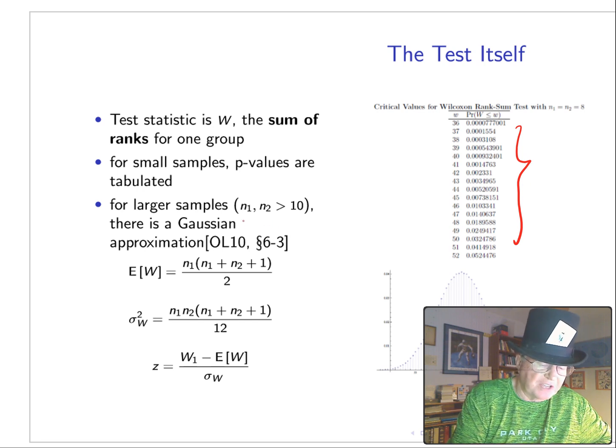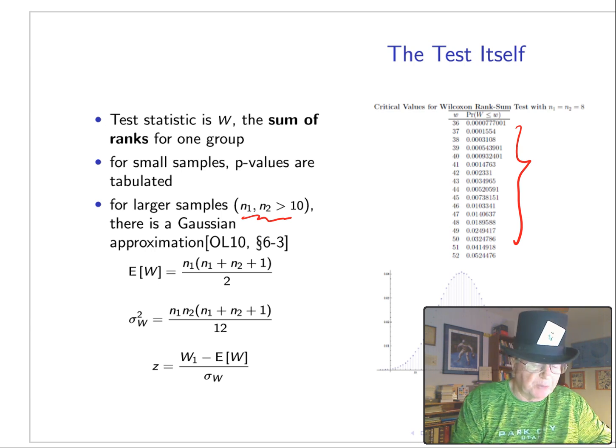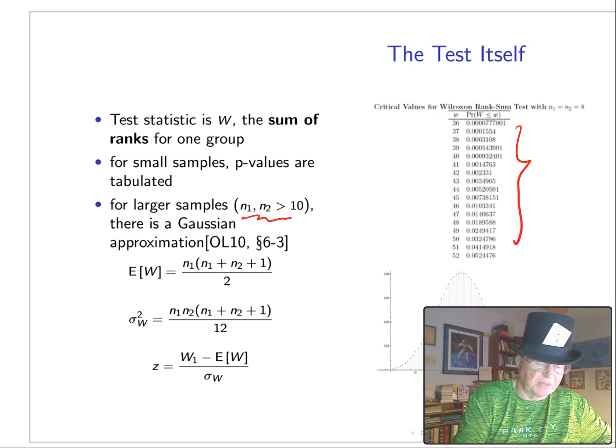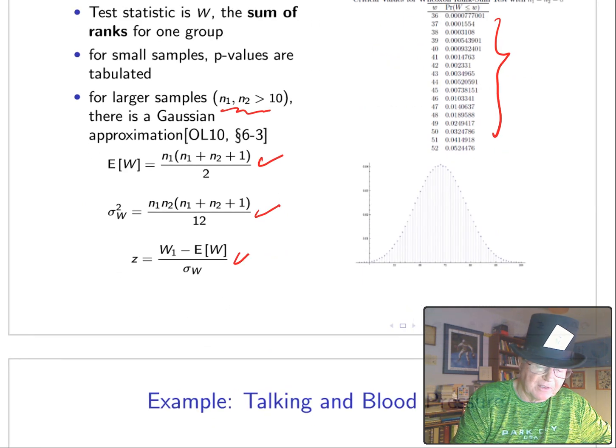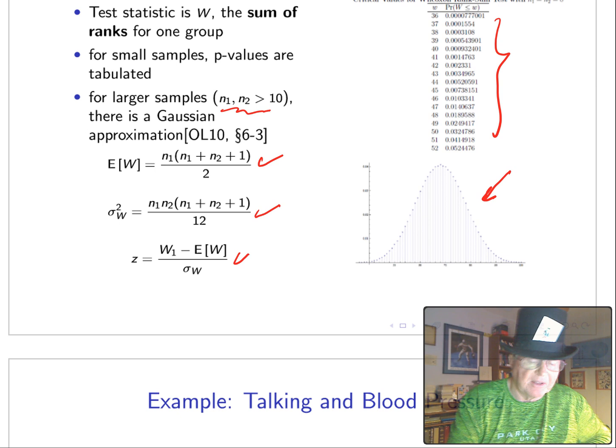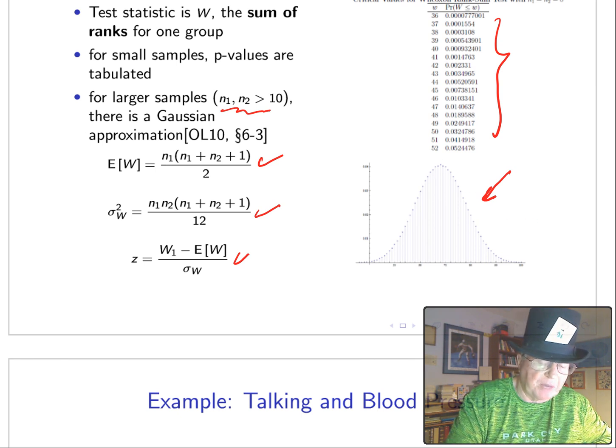For larger samples, sample sizes greater than 10, there's a Gaussian approximation, and the approximation is really nice because it's just based on the sample sizes. So we have a formula for the expected value, we have a formula for its variance, and then we just calculate a z-score. It works because for large samples, if we look at the frequencies of the possible sums, we see that this converges to a Gaussian.